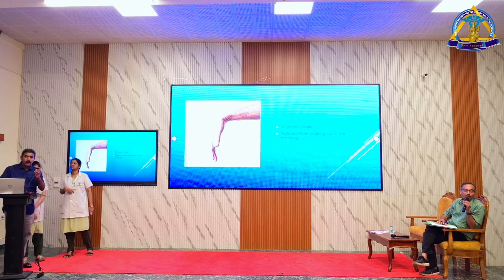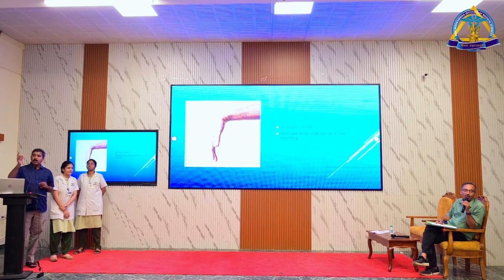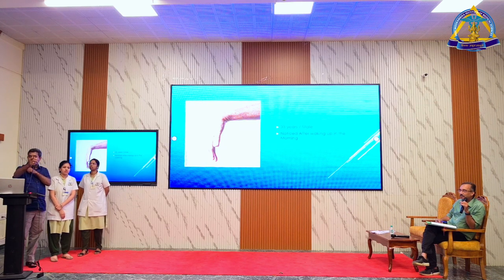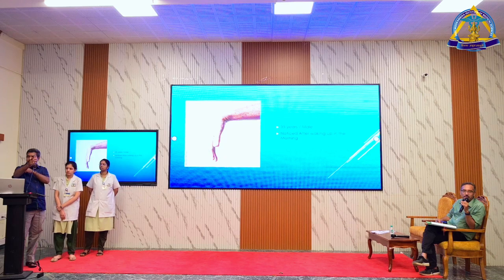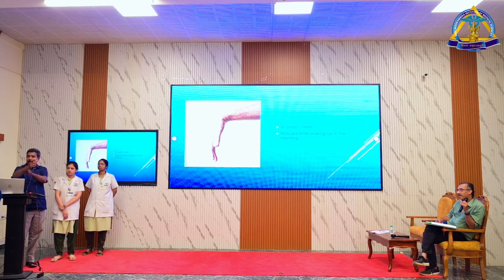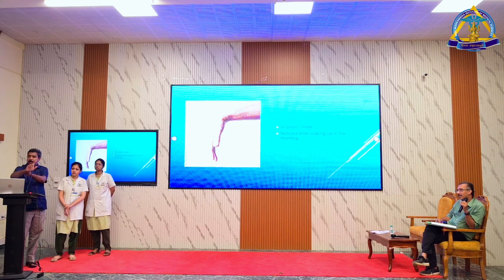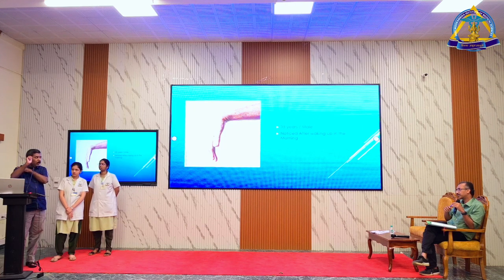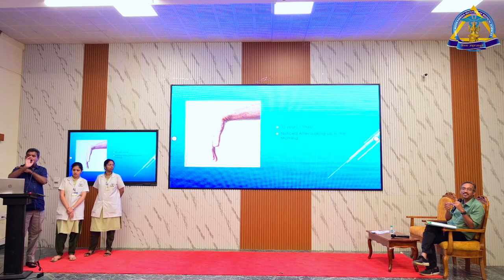The question is, how will you know it's a high radial nerve palsy or a low radial nerve palsy? The radial nerve starts from the axilla. It travels in the arm, forearm, up to the wrist level. How will you locate the lesion? One, clinical examination.